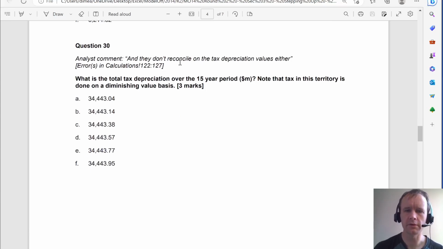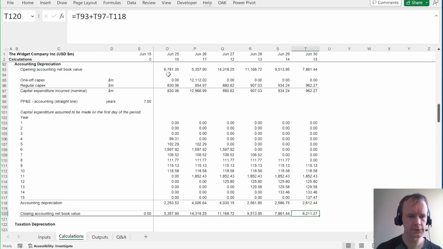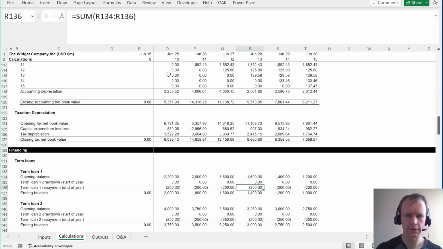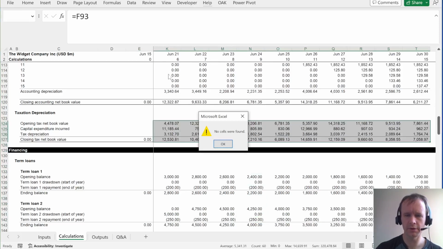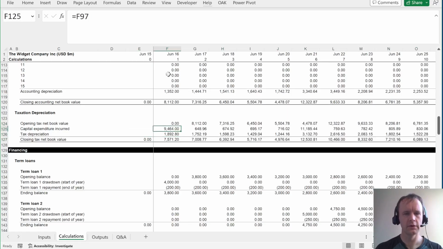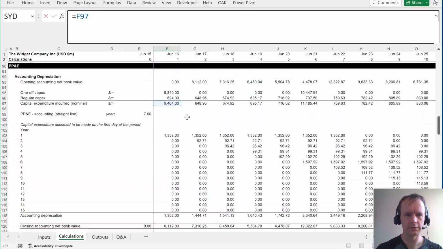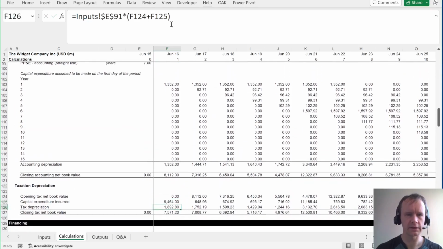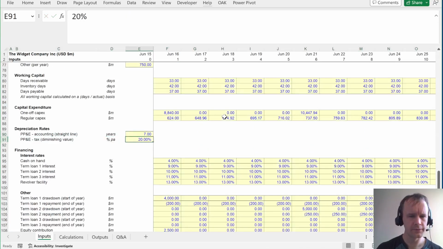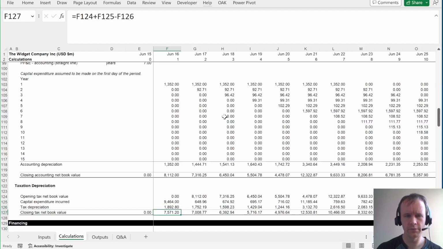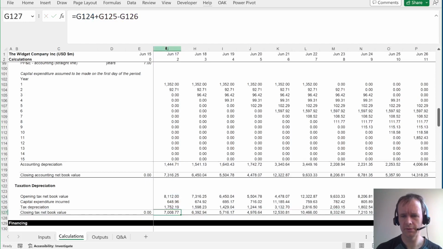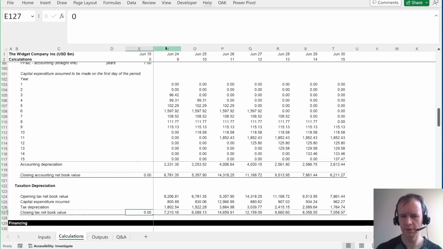What are the, okay, so something's wrong with tax depreciation as well, calculations 122 to 127. Well, this is a much smaller block, so it won't take long to find it. No row differences, good. Okay, so opening tax net book value starts at 0, fine, capital expenditure is pulling from F97, that's totally sensible. Tax depreciation, E91, and then that plus that minus that. That all seems reasonable to me.